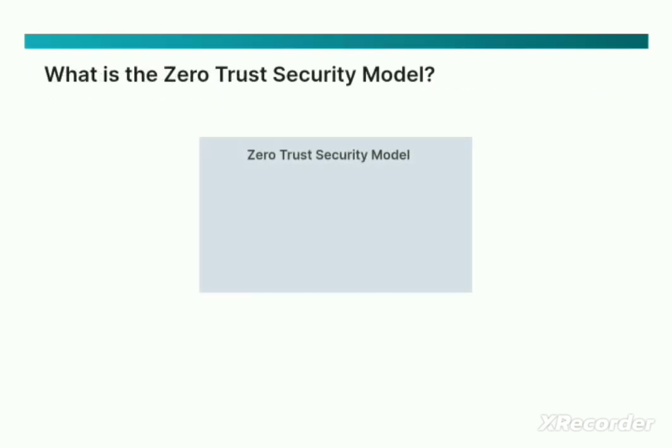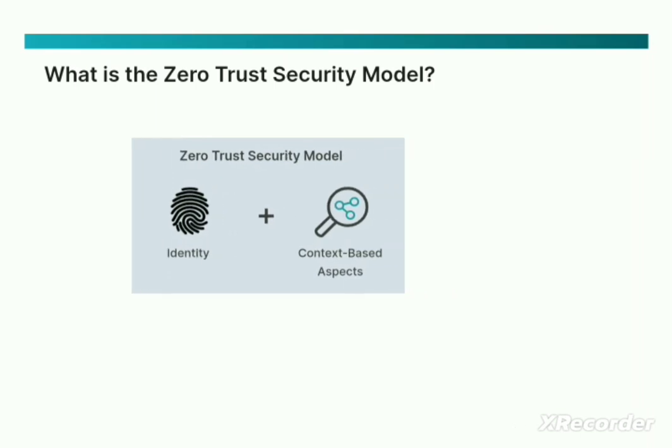The concept behind the zero trust security model is that trust must be explicitly derived from a mix of identity-based and context-based aspects. Zero trust is not a single product or service that you can buy. Rather, it is a security concept or strategy that has 3 core principles.